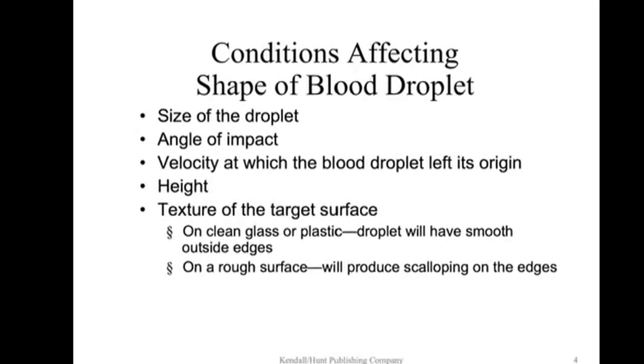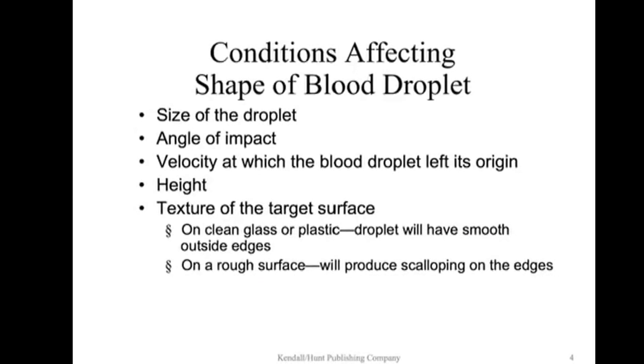And some of the things that are going to affect the shape of a blood droplet: the size, how much blood is in that droplet, the angle it impacts the surface at, the velocity that it left its origin, the height, and then the texture of the surface.